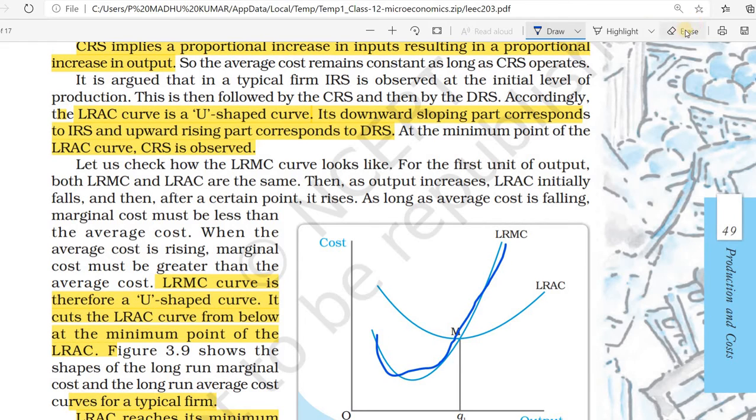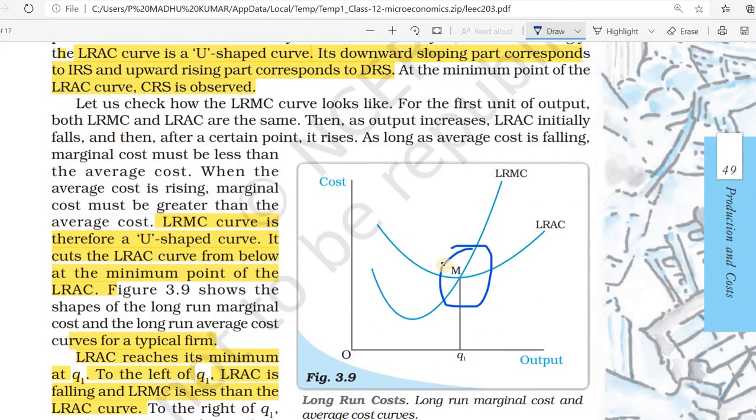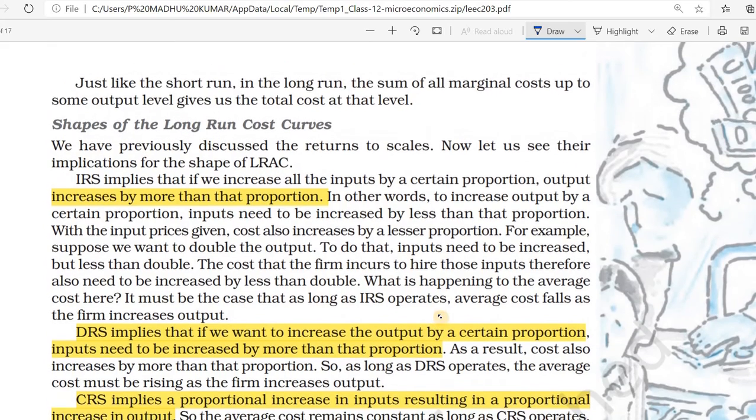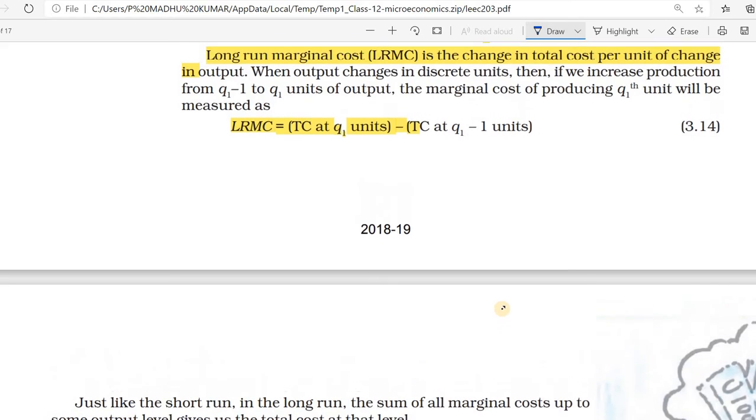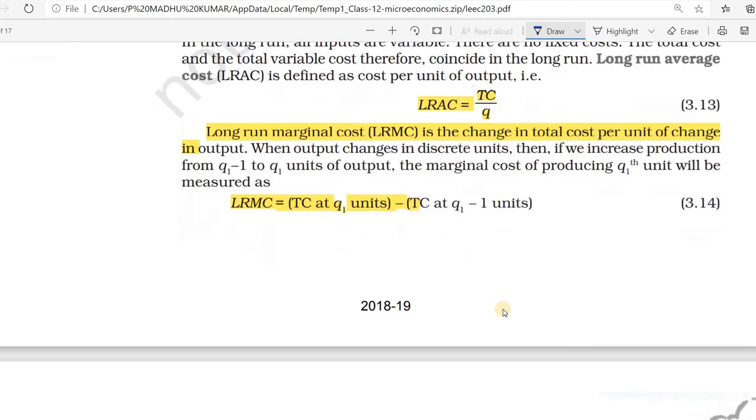It is U-shaped. Then we know LRAC and LRMC curves are U-shaped. The LRMC curve cuts the LRAC curve at the minimum point. Where is the minimum point? We know this is the minimum point, point M, and the quantity at that point is Q1.